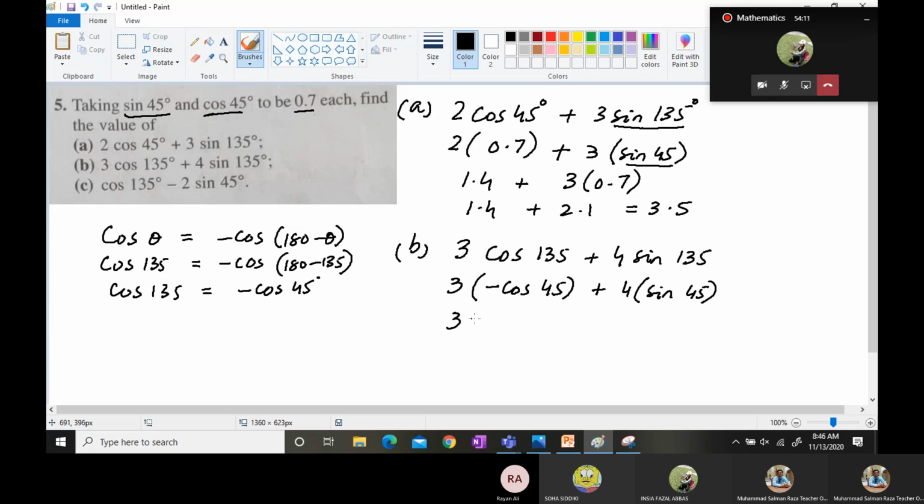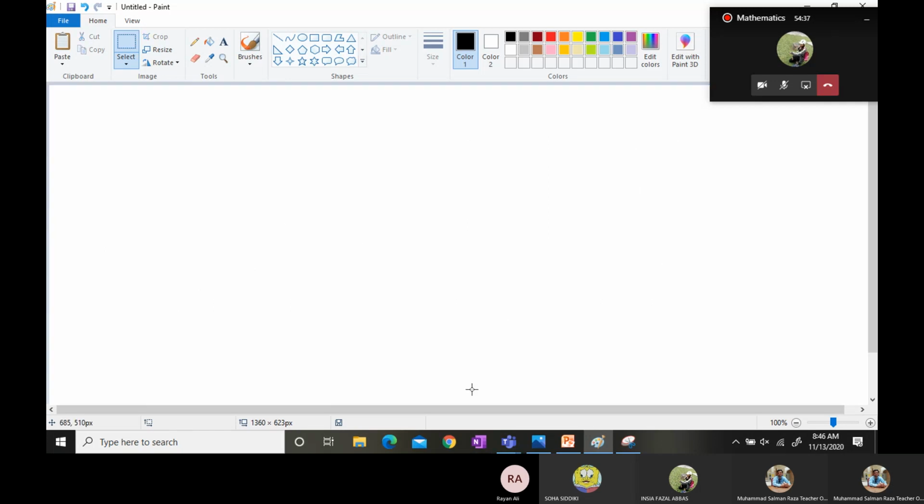And now 3 into minus 0.7 plus 4 into 0.7. This is going to be minus 2.1 and this is going to be plus 2.8, where the ultimate answer is 0.7. So hope you understood it. Now, without wasting our time, we are moving forward to the next exercise.